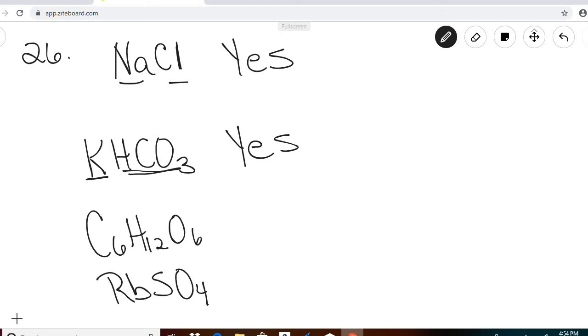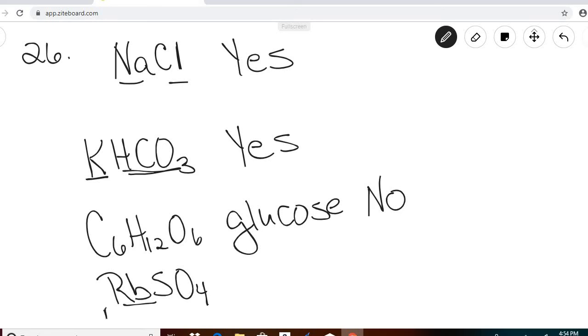Okay, C6H12O6, that's the chemical formula for glucose, and carbon, hydrogen, and oxygen are all non-metals, so that will not conduct electricity. Rubidium is a metal, and sulfur and oxygen are non-metals, so rubidium sulfide should conduct electricity. Okay, that's it for questions 19 through 26 in chapter 4.